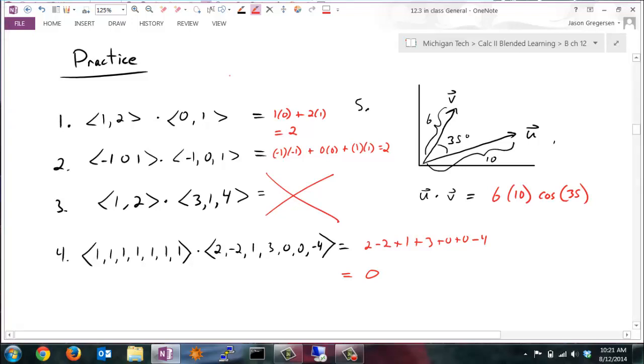Okay, and then next one. They match up. We can do it even if this is a higher dimensional space. I can just do the algebraic definition. 2 minus 2 plus 1 plus 3 plus 0 minus 4. The result is 0. And the last one is using that geometric definition. I'm just taking the magnitude of u, that's the length of u, 10 times 6, the magnitude of v, times the cosine of the angle in between. I just calculate that stuff out. So any questions about the computational pieces? You absolutely have to be able to calculate these dot products.